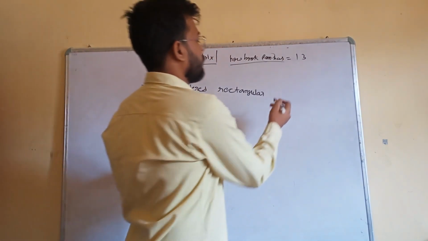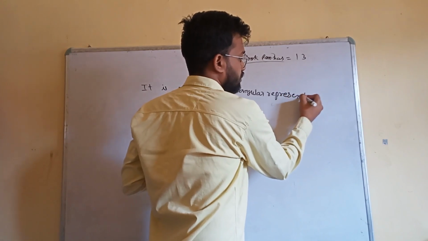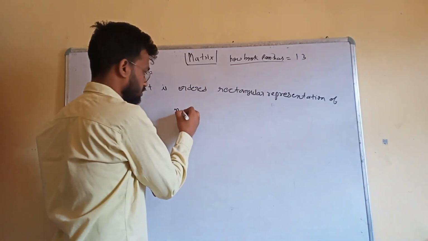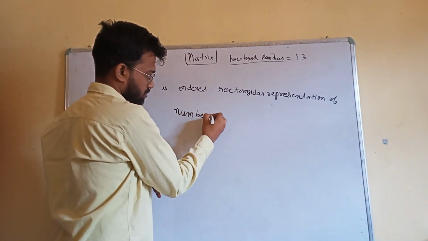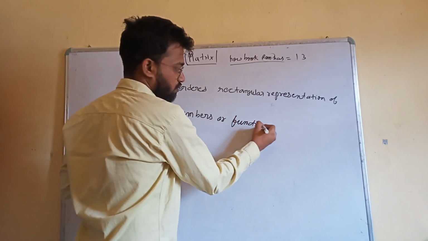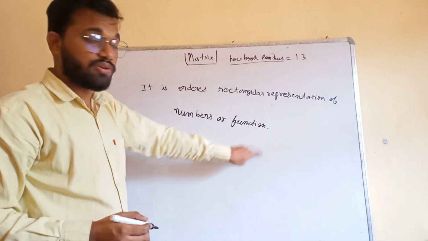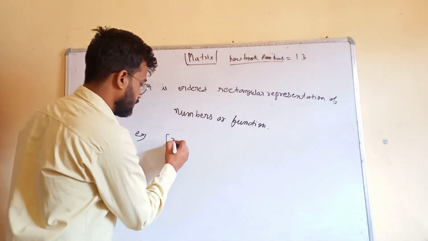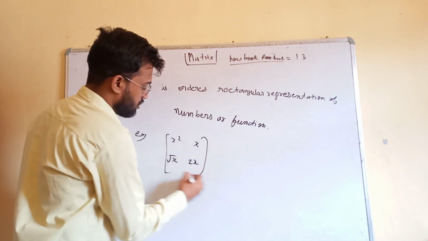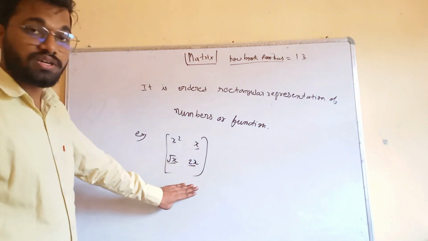It is an ordered rectangular representation of numbers, or maybe it may be functions also. So let's take an example. I already talked about numbers. So let's take an example about functions. Suppose this is the matrix: x square, x, root x and 2x. These all are functions. So this matrix is made with the functions.